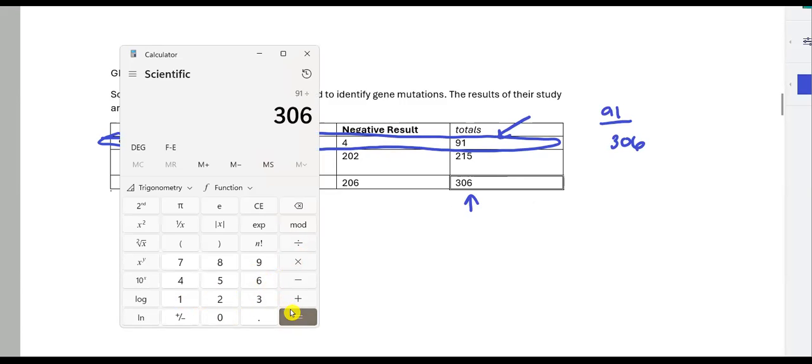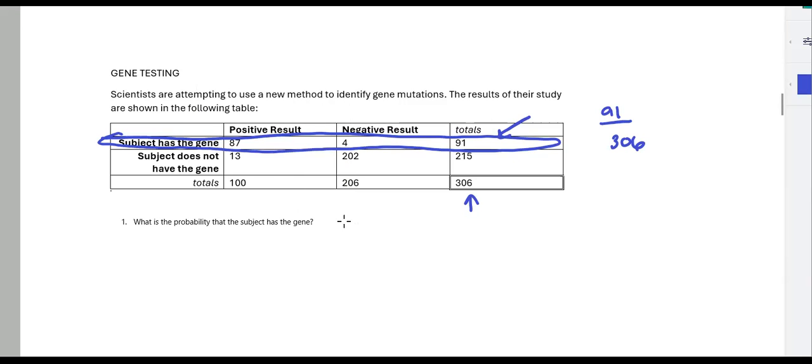I'm going to do that for these problems, but make sure you follow whatever your instructions are. So I'm going to turn these all into decimals and round them to the nearest hundredths. If I do 91 divided by 306, I get 0.297. Rounding that to the nearest hundredths gets me 0.30. So that means approximately 30% of the people in this study had the gene.